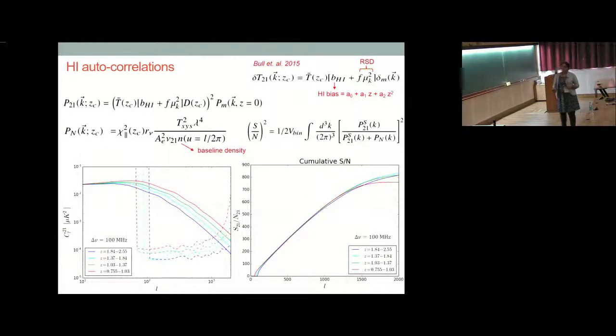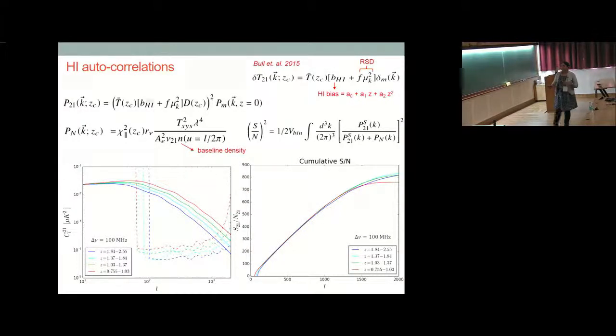So these are just the HI autocorrelations. This is just the temperature fluctuations of the 21 centimeter, in terms of the mean 21 centimeter, the HI bias, and the redshift space distortion term. And this is the noise, which also depends on the system temperature of the instrument. And this n is just a baseline density, which is different for different arrays. It will be different for HIRAX and CHIME. So this is what is plotted here, the power and the noise. And this is just the signal to noise.